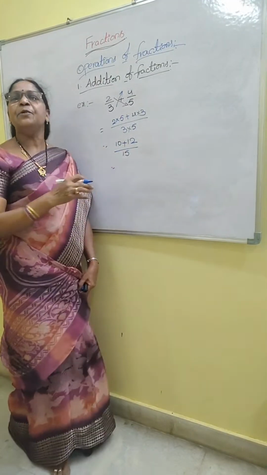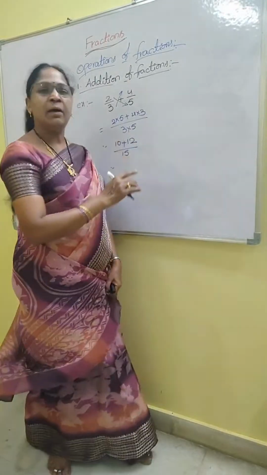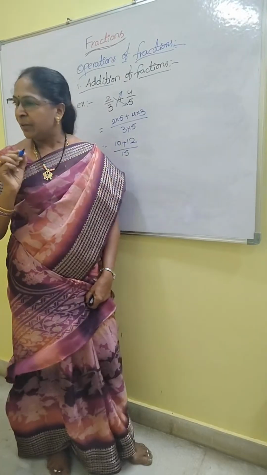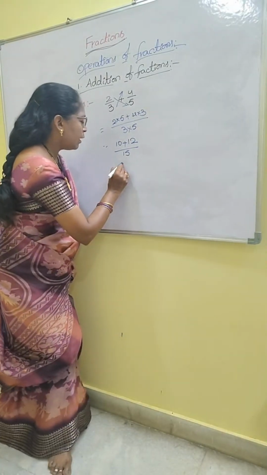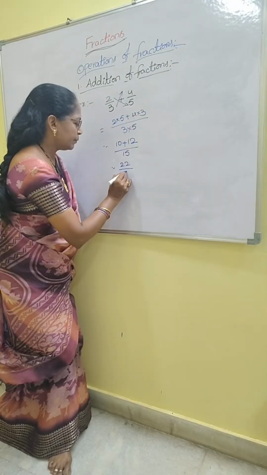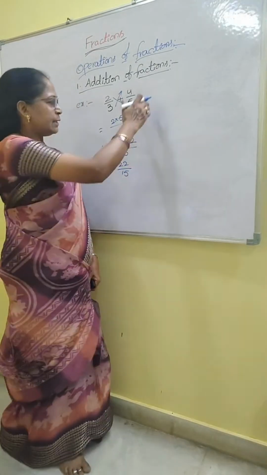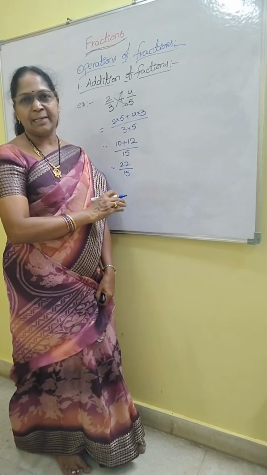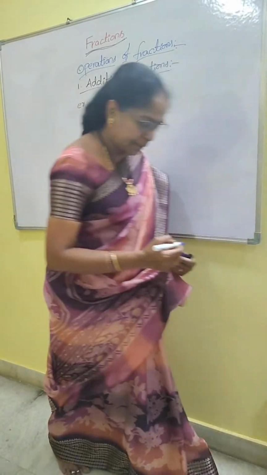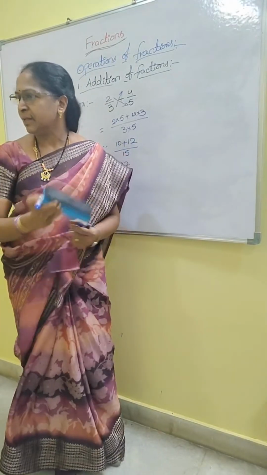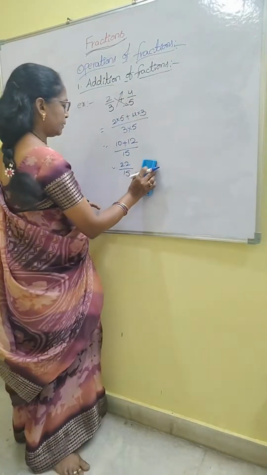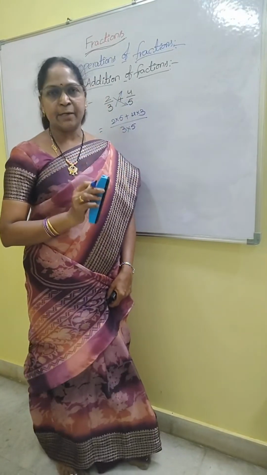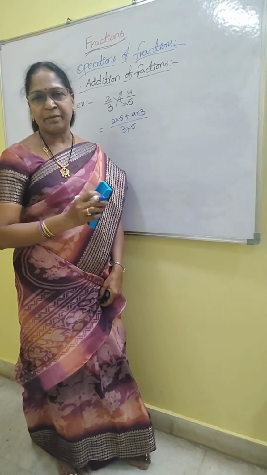Now add the numerators. Two numbers are there, no? Now add these two numbers: 10 plus 12 equal how much? 22 we are getting. Now here 22 divided by 15. This is the answer. Is it clear? Right. Next I am going to the next topic. Just practice it, practice more examples at home, then you will be more perfect. Next.